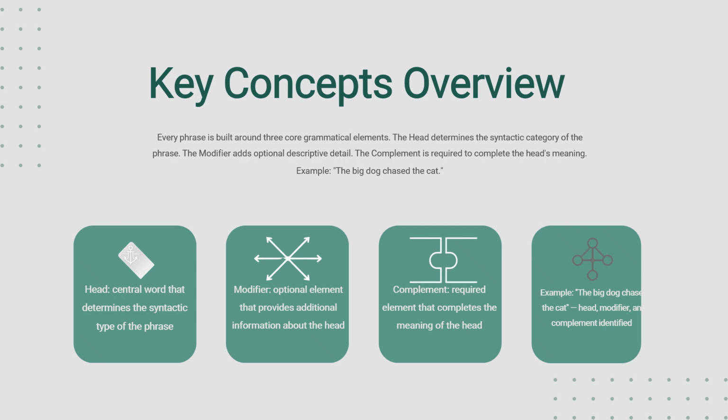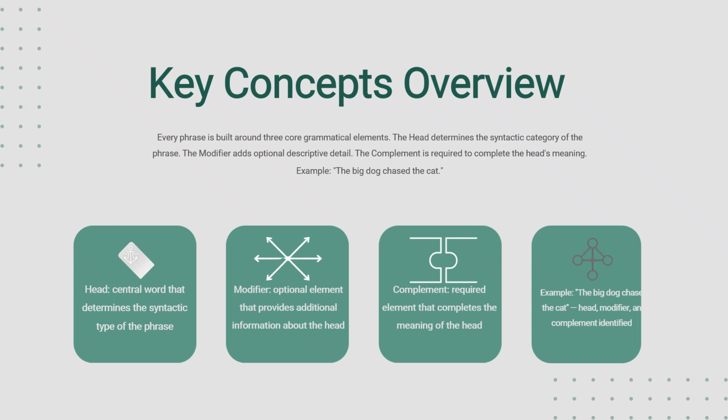The next slide is the key concept overview. Before discussing each concept individually, let us first understand the general idea. Every phrase is usually built around three grammatical components. The first element is the head. The head is considered the central and most important word because it determines the grammatical category of the phrase. The second is the modifier. A modifier provides additional information and makes an expression more descriptive. And the last is the complement. Complements complete or fulfill the meaning required by the head.